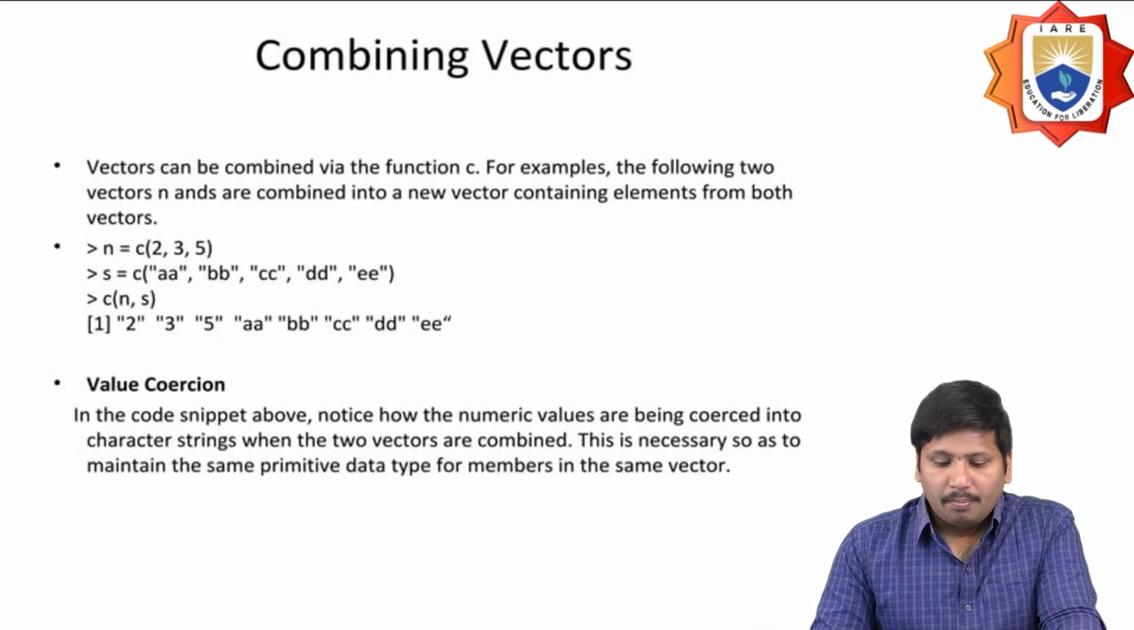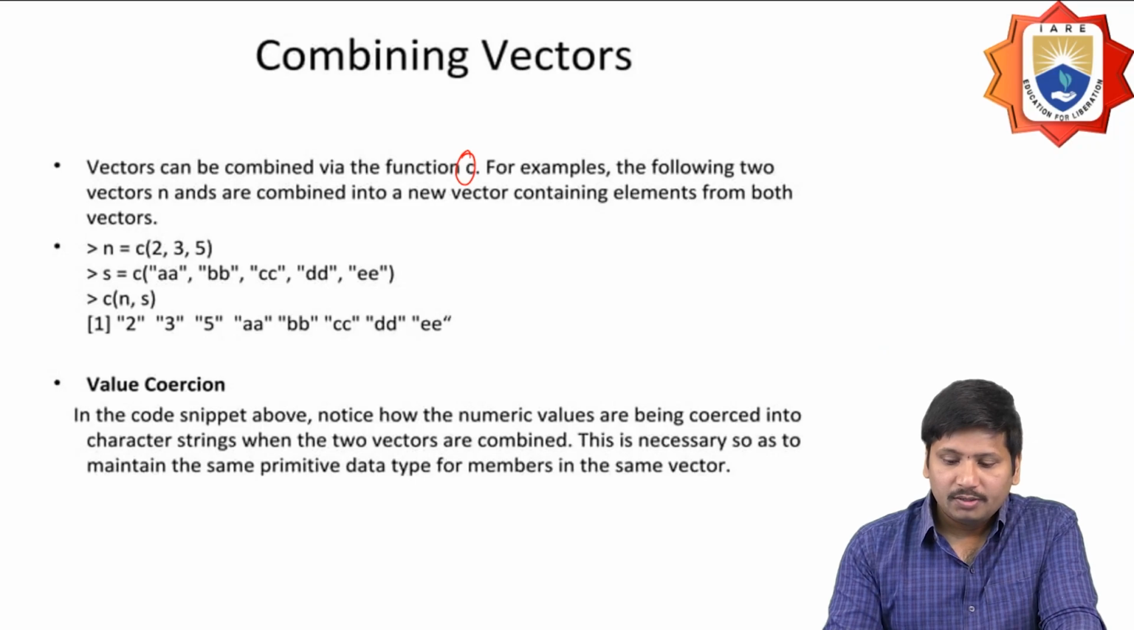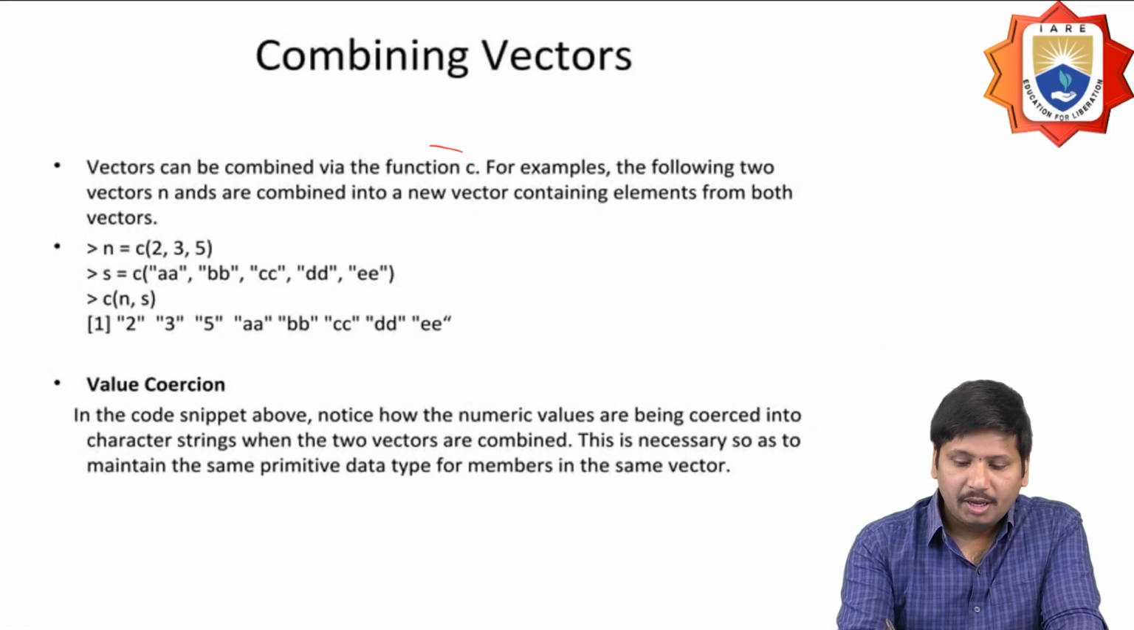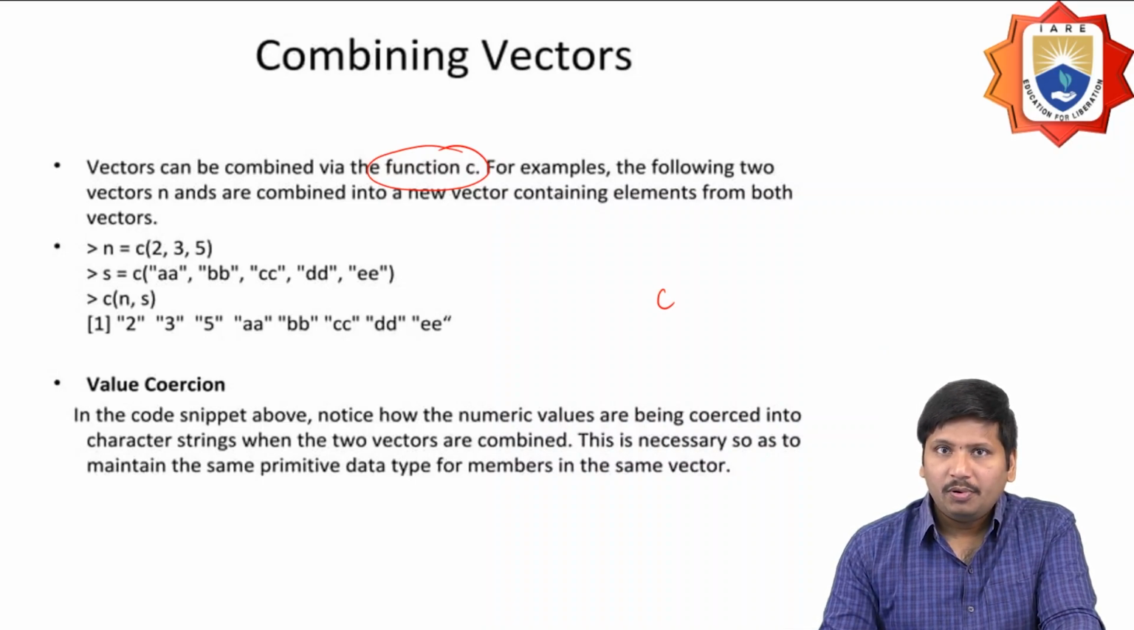Then how can we combine two vectors, where one is numeric and the other is a string? For that I'm going to use a function called c. The vectors can be combined by making use of this c function. By making use of this function, I can combine or join two vectors of different types as well.